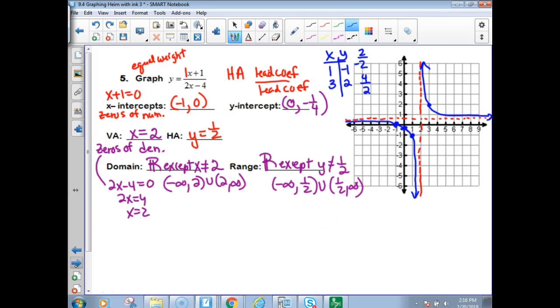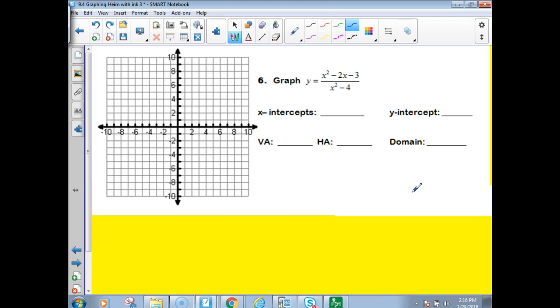All right, let's try another. Number 6: look at the degree of the numerator versus the degree of the denominator. You only care about the highest power. The highest power of the numerator is x squared. The highest power in the denominator is also x squared. So these have equal weight, which means we're going to do lead coefficient over lead coefficient. What's the leading coefficient on these? They're both 1. Yep. So our horizontal asymptote is y equals 1.